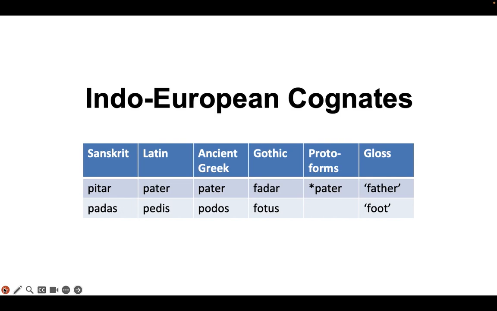Looking at the next sound, we see that 2 of these languages have the vowel o. One of them has a, and one of them has another vowel. So since we see o in 2 of the words, our best guess is that that's the vowel that was found in the protoform. If we were to look at more Indo-European cognates, that would be further confirmed.